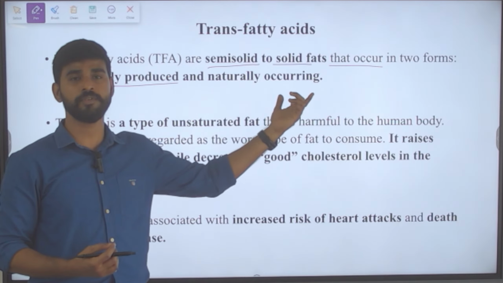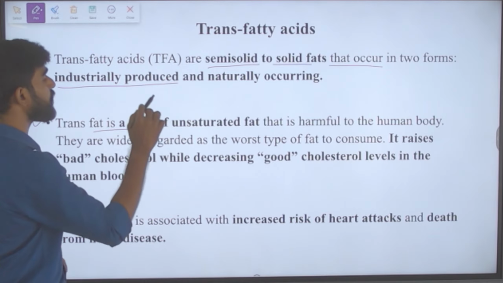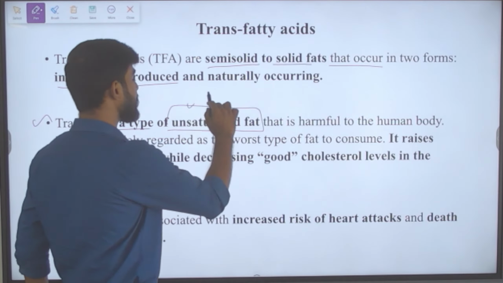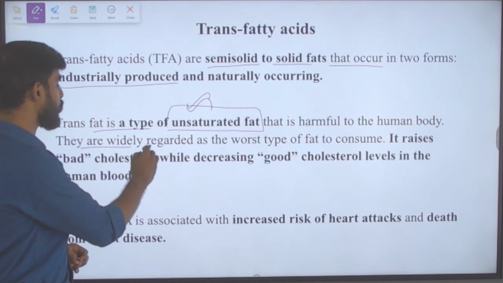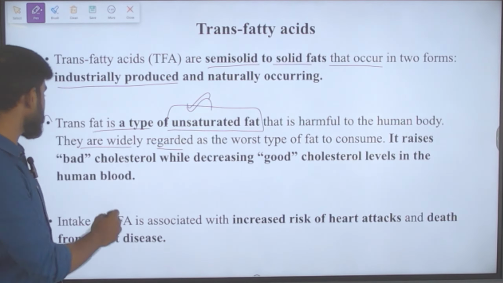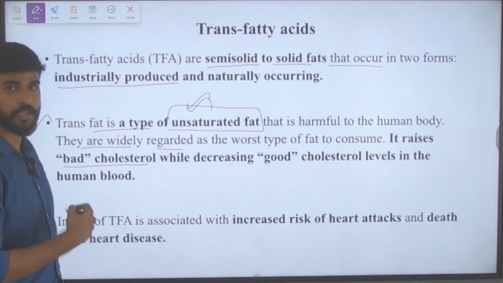No, they are also naturally occurring. Okay, next is trans fat is a type of unsaturated fat. This is also an important fact to be noted, that they are an unsaturated fat which is harmful to human body, and they are widely regarded as the worst type of fat to consume, and it raises bad cholesterol while decreasing the good cholesterol level in human blood.